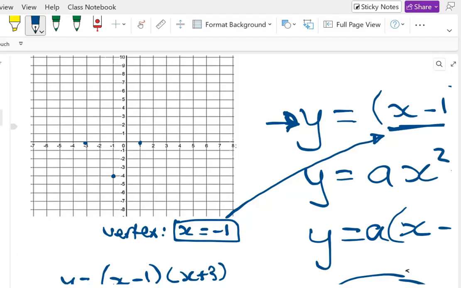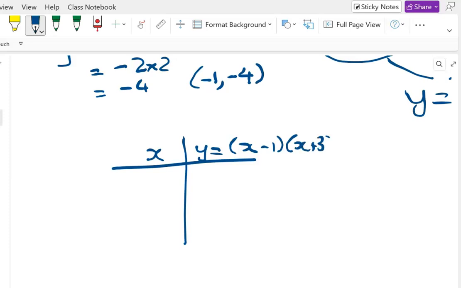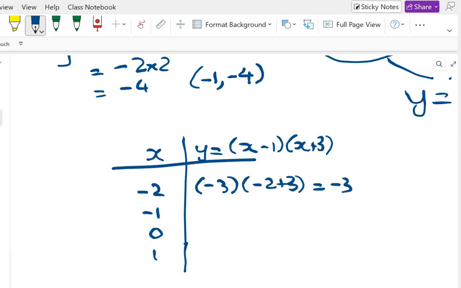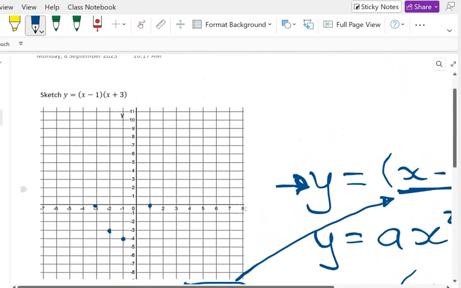We could do a table of values if we want to. So here's x, and here's y, x minus 1 times x plus 3. And I've got -1. We could do -2, -1, 0, 1, and so on. And we can see that if we substitute in -2, we get -3 times -2 plus 3, which gives me -3. We've already got this one. This will give me 0 minus 1 times 0 plus 3, which gives me -3, and this gives me 0. So plotting those, we can see we get a point here, and we get a point here.